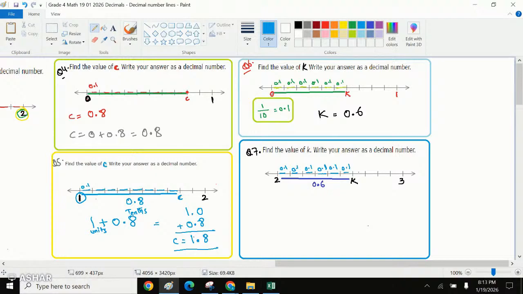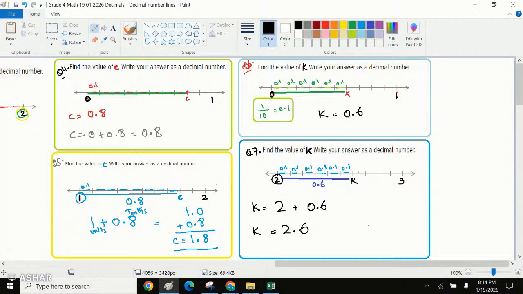See, what we need to see is what is the starting number over here, right? The starting number was 2. Do we agree? That means the value of k would be 2 plus the increase, that is the decimal number. And that means k becomes 2.6 in this case. Do we agree? Yes. In question number 6, it is 0.6 because it was starting at 0 going till 1, right? But in question number 7, it begins at 2. That means 2 plus the decimal number. That becomes 2.6. Okay? 2.6.